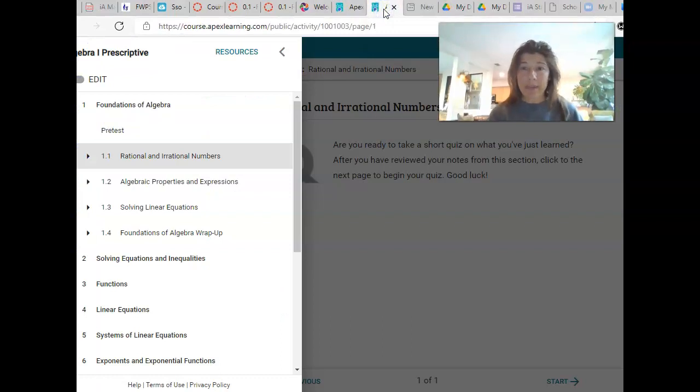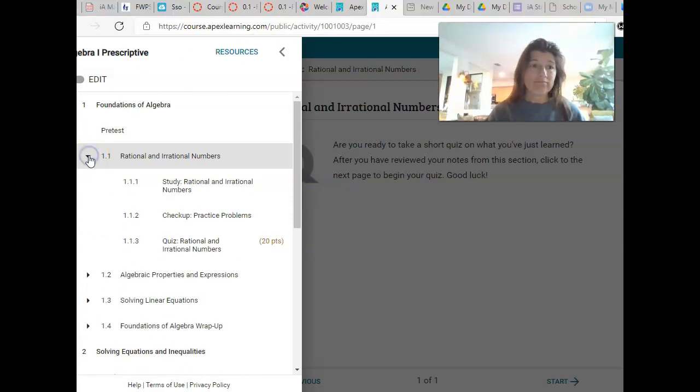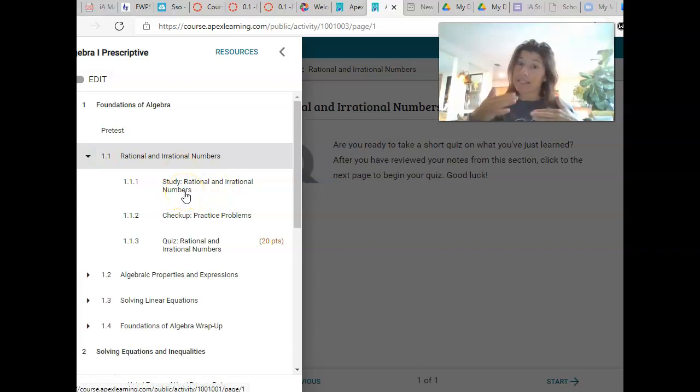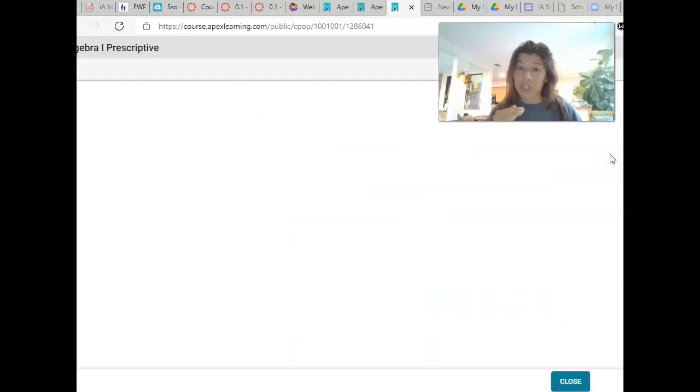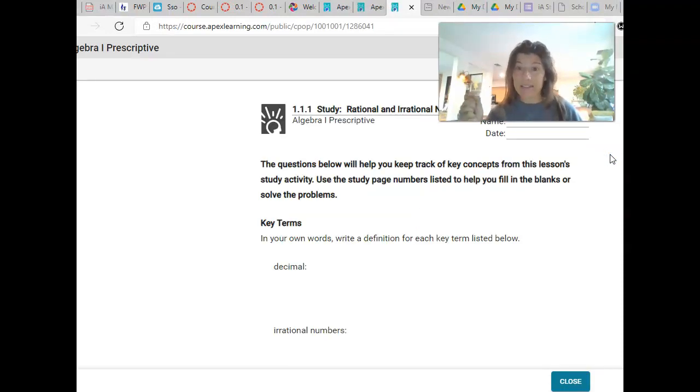A couple other things to quickly review. When you are in your Apex Math textbook, reminder that there are 3 parts to every single lesson. There is a study. This is your lesson. And in the study, the very first page, there is always a study guide right here, a notes page. You can print this off if you are connected to a printer, and then you can hand write out the notes as you work through the lesson, or you could just write them on paper.